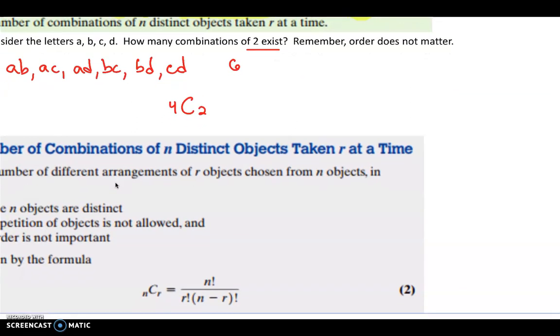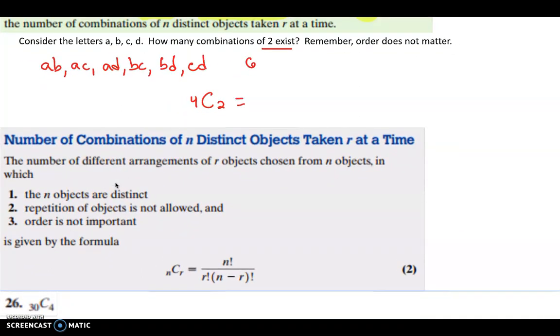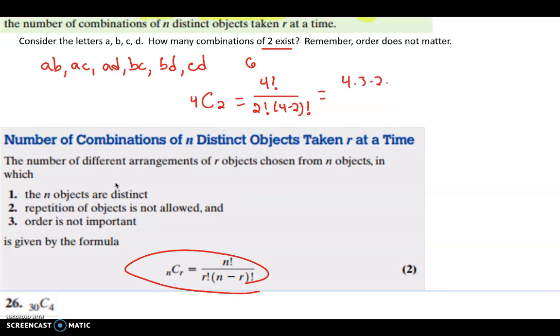Okay, and here's the formula for combinations. It is 4 factorial divided by r factorial, which is 2 factorial, times n minus r factorial, which is 4 minus 2 factorial. So this would be 4 times 3 times 2 times 1 over 2 factorial, which is 2 times 1, and then 4 minus 2 is 2 factorial, so that would be 2 times 1. And you get this cancellation, and 2 times 3 is 6.